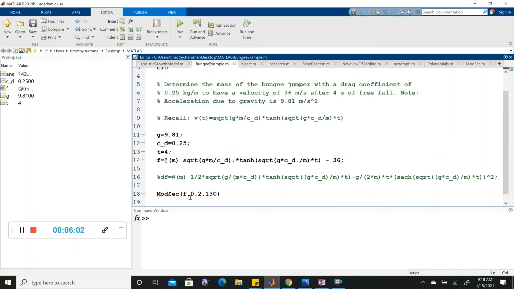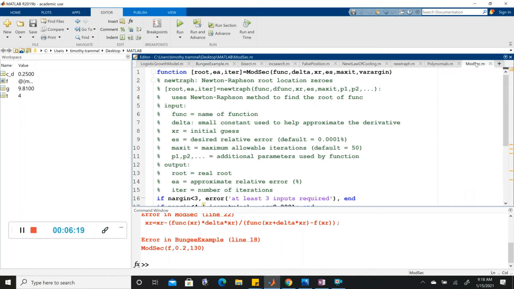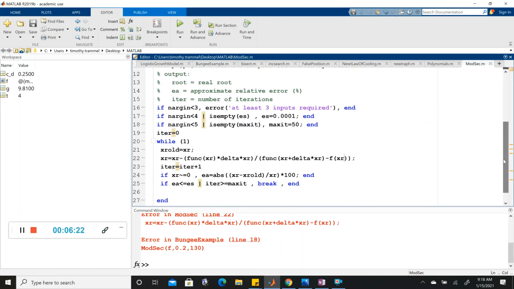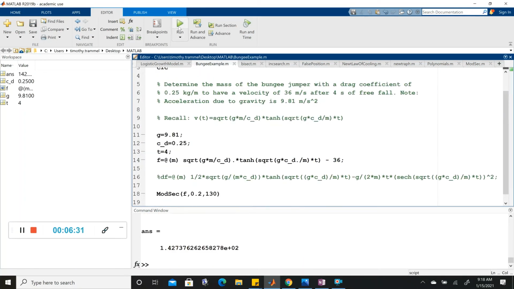Let's go ahead and run it and see whether we have any errors or not, because we could have made a typo. Okay, looks like we have made a typo, and I already see what it is. You see how I have func of xr, but then I just wrote f. Let's go fix that in our modified secant function. So func. I'm going to save, and then we'll try and run it again and see if we end up with any other error messages. No, we didn't. There's our root. It's approximately 142. So this seems to be working just fine.